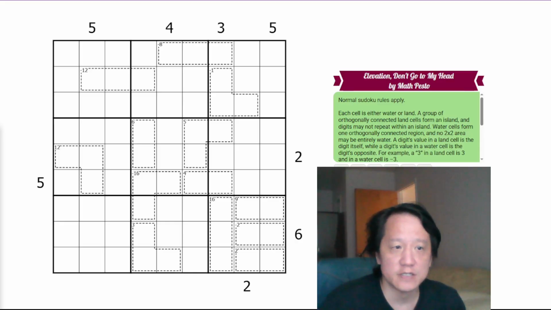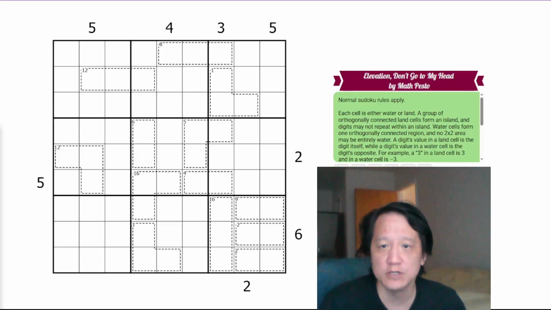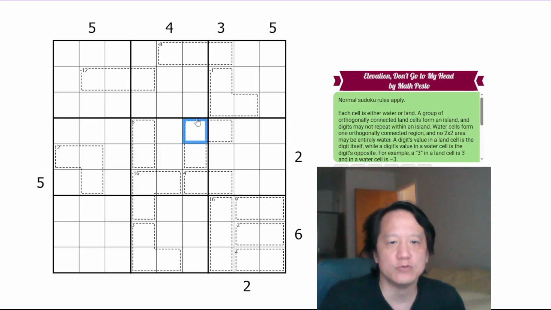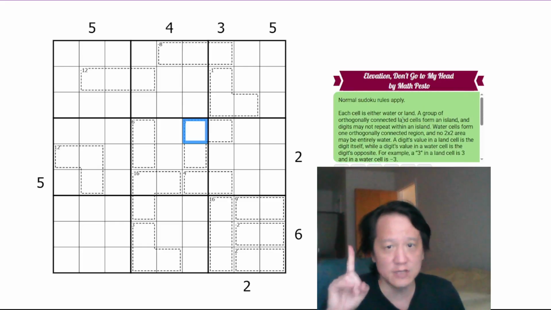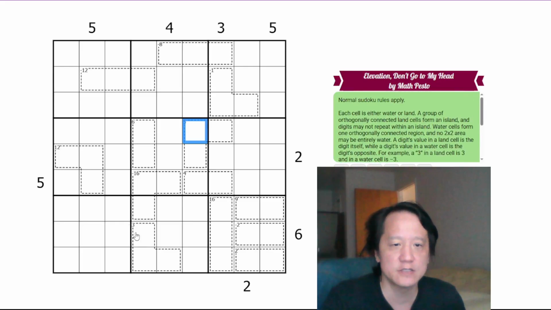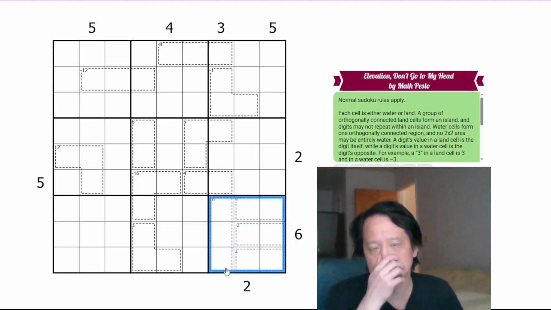And this is today's very hard puzzle. It is called Elevation Don't Go to My Head by Math Pesto. And here are the rules. Normal Sudoku rules apply, which means in every cell in the grid, place a single digit from 1 through 9 such that there are no repeats in any row, column, or designated 9-cell region.